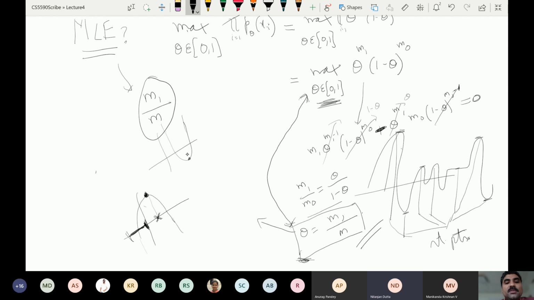Okay. So here the derivation shows there is only one point where slope is 0, which is m1 by m. Okay, sir. Got it. So you have to confirm that it is indeed this case, not this case. And also, nicely our region lies here. It's a point in between 0 and 1, so it will be a valid solution.